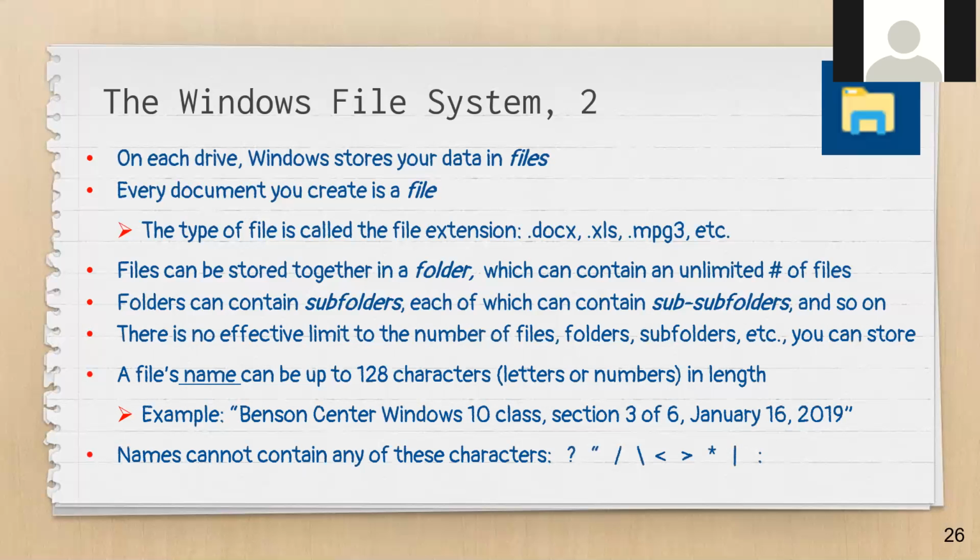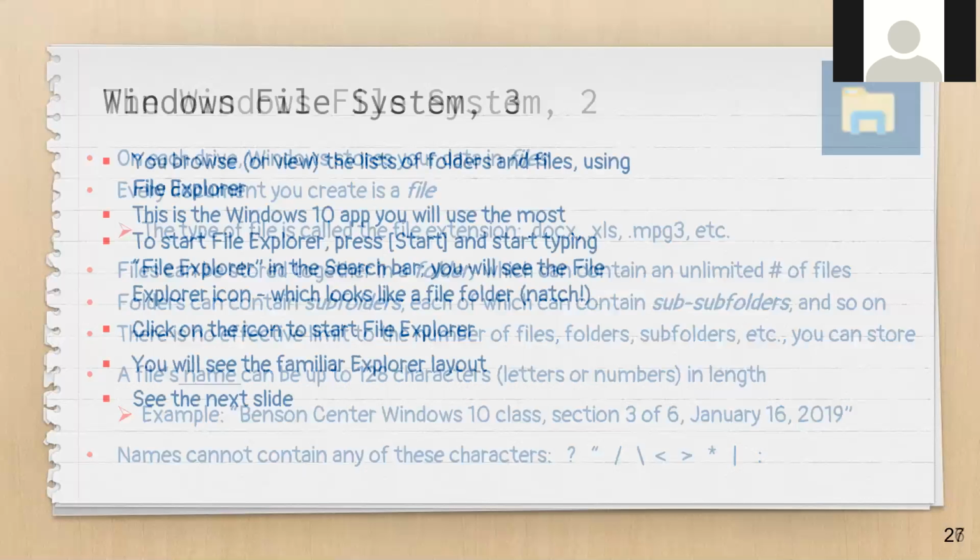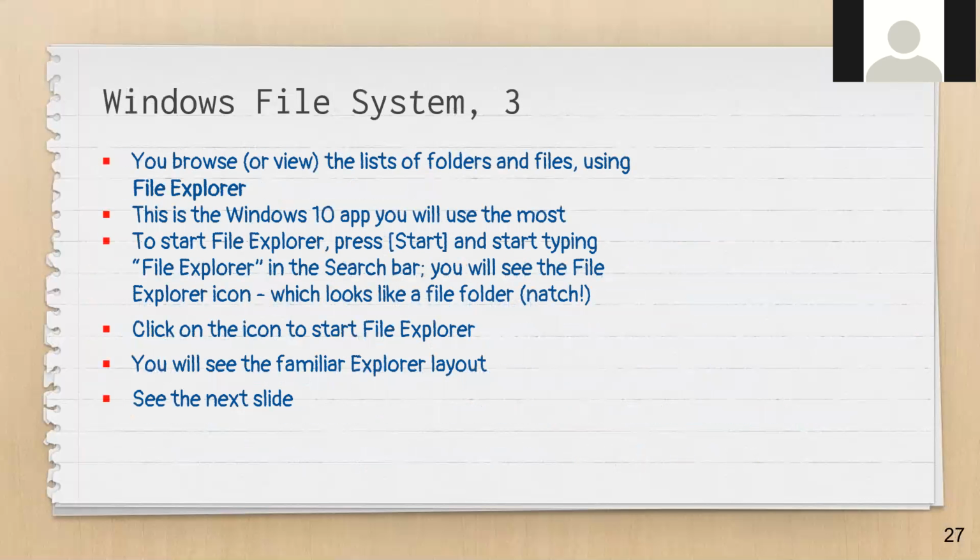You can't put a question mark in the file name, or a quote mark, or one of those slashes, or these are weird things that almost nobody's ever going to use. But certainly capital letters, small letters, spaces, dashes, commas, periods, you can have that and make it as meaningful as you like. Okay, so how do we see these files?